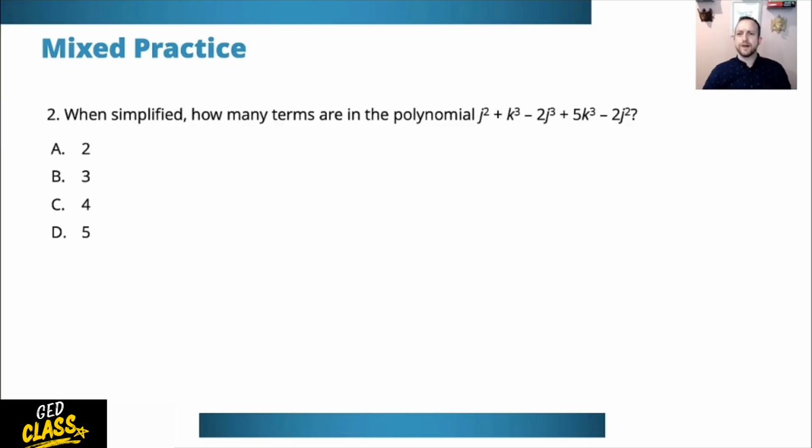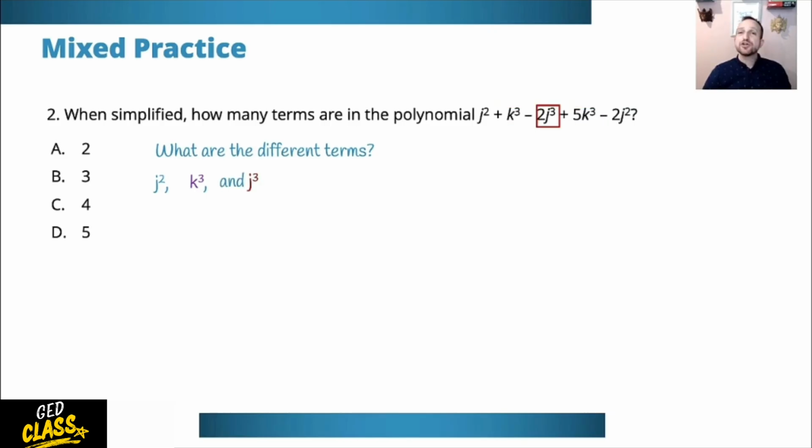For number 2, not only do we have to simplify, but then we have to find out what are the different terms in the end. So we don't technically have to do the entire work on this problem. We just have to look for different variables or different powers. In this case, there's a j squared term. I'll write that down. There's a k cubed term. We'll write that down. And then a j cubed term.